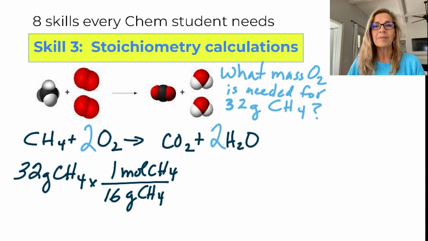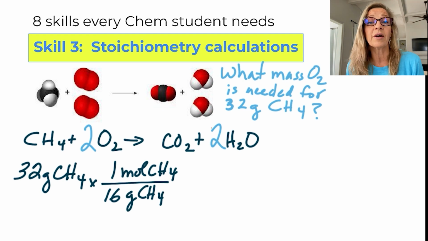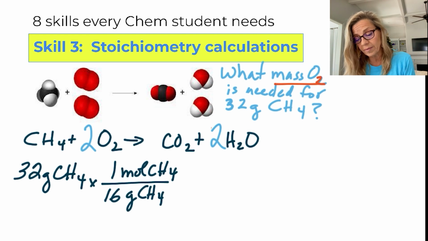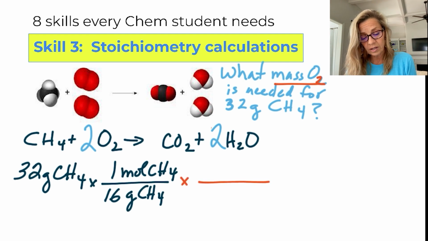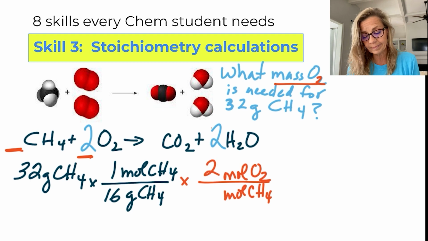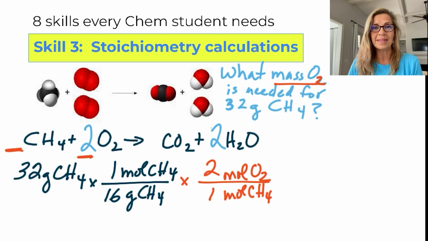Now, at this point, you can go anywhere else in the reaction. You can go to any other product or any other reactant. And so in this case, we're going to go to oxygen. That's what we're looking for. And so let's use a mole ratio. I'm trading in moles of methane for moles of oxygen. Now you go to the reaction and grab the coefficients that are in front of those elements. And so 2 oxygens for every 1 methane.